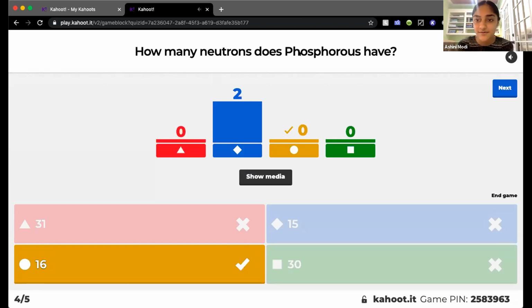Oh no, no one got this one right. Okay, so how do we find the number of neutrons? You take the atomic mass, which in this case was 31, and you subtract the atomic number, which was 15. The atomic number, like I said, is the number of protons, and the atomic mass is protons plus neutrons. So 31 minus 15 is 16.